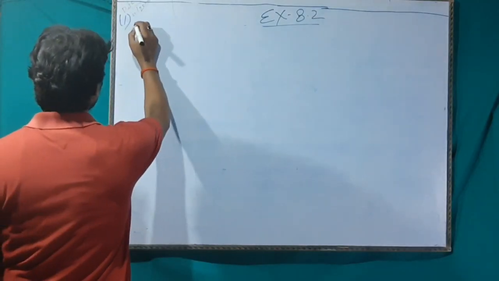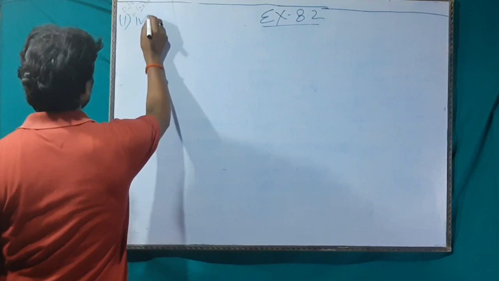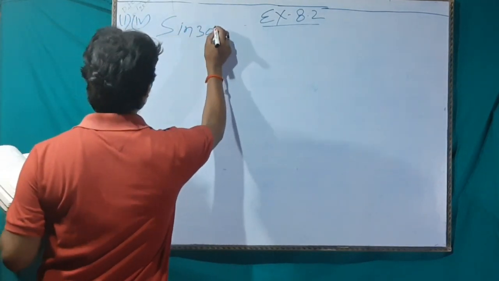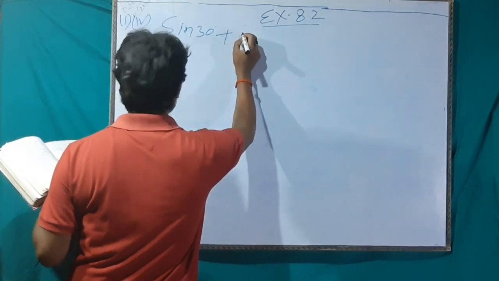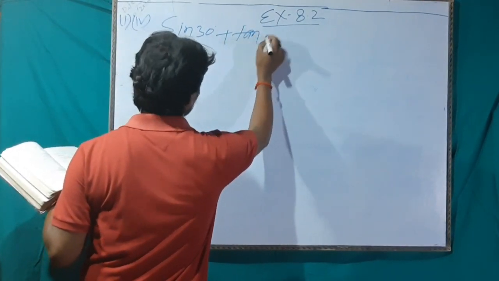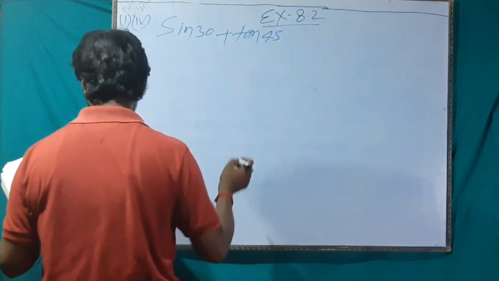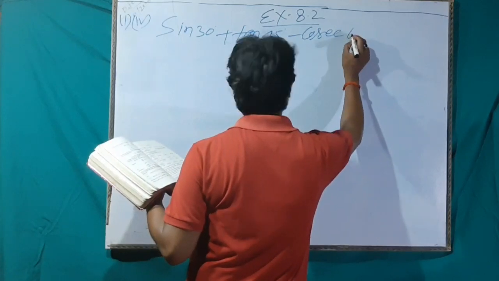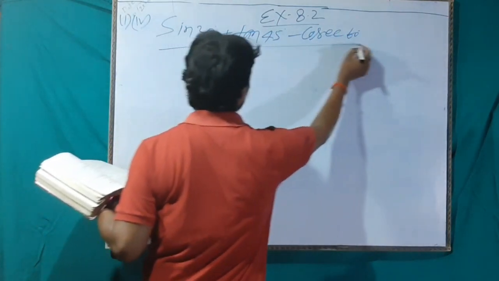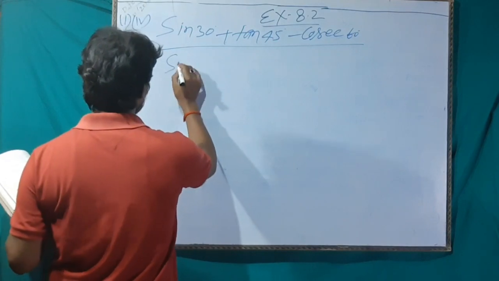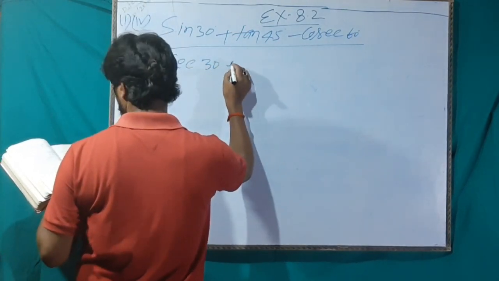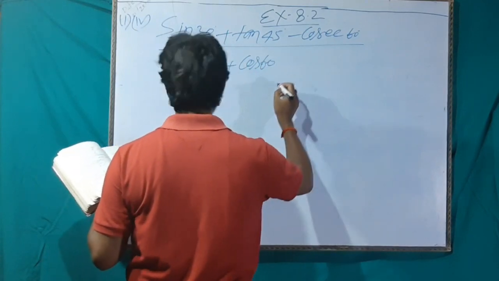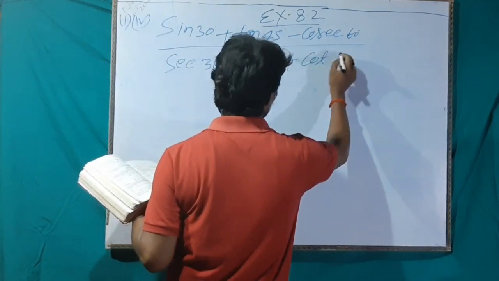Let us discuss the fourth question first. Sin 30 plus tan 45 minus cosec 60 degree by sec 30 plus cos 60 plus cot 45.